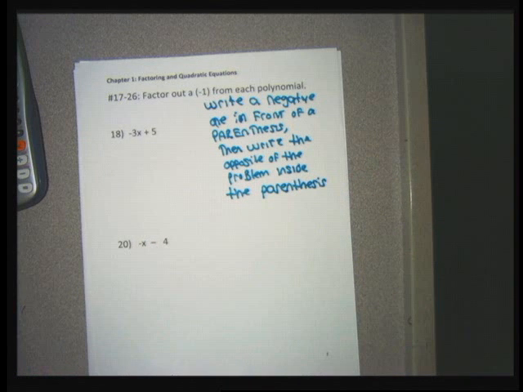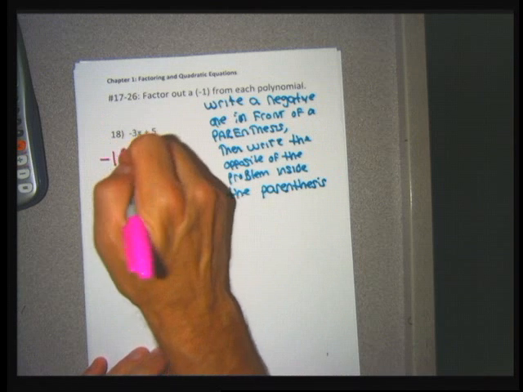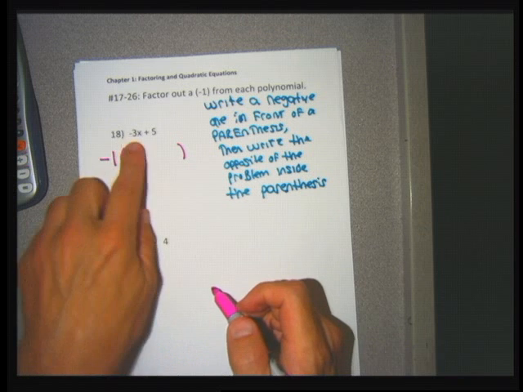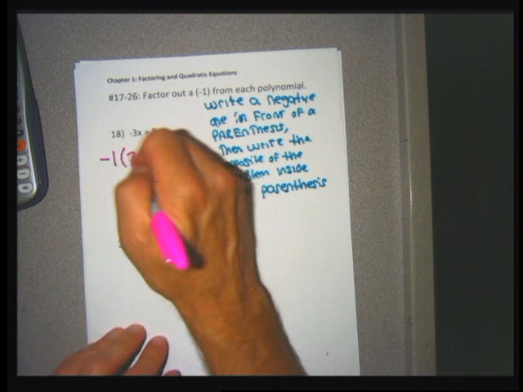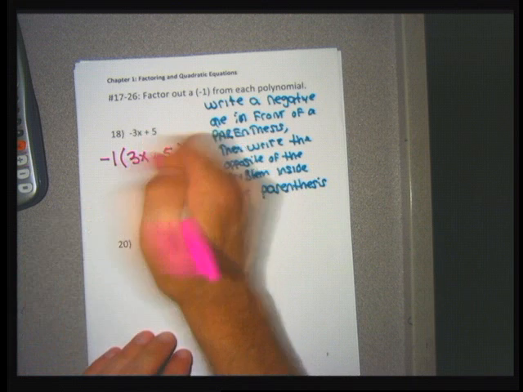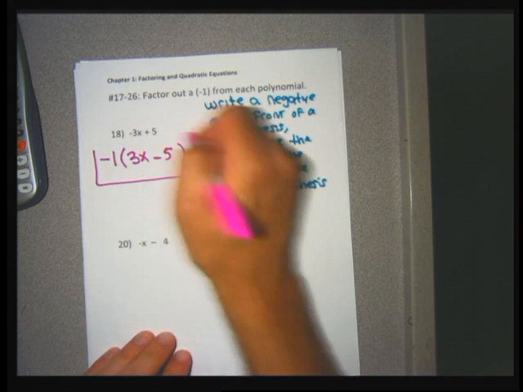So I'll follow my instructions. I'm going to factor a -1 out. So I'm going to write a -1 outside of parentheses. Then inside of parentheses, I'll put the opposite. The opposite of -3x is +3x. The opposite of +5 is -5. I'm done. This is the answer.